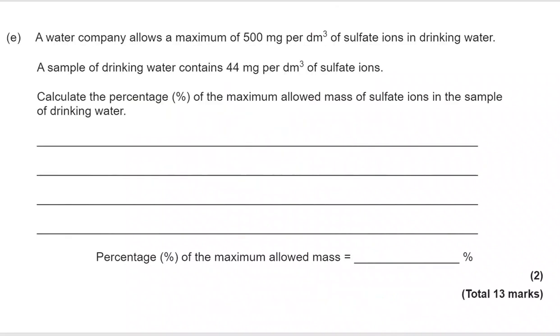A water company allows a maximum of 500 milligrams per decimeter cubed of sulfate ions in drinking water. A sample of drinking water contains 44 milligrams per decimeter cubed. Calculate the percentage of the maximum allowed mass. Well, you have 44 and you're allowed 500. So we work out what 44 is as a percentage of 500. And it comes to 8.8%. And that takes us to the end of the question.